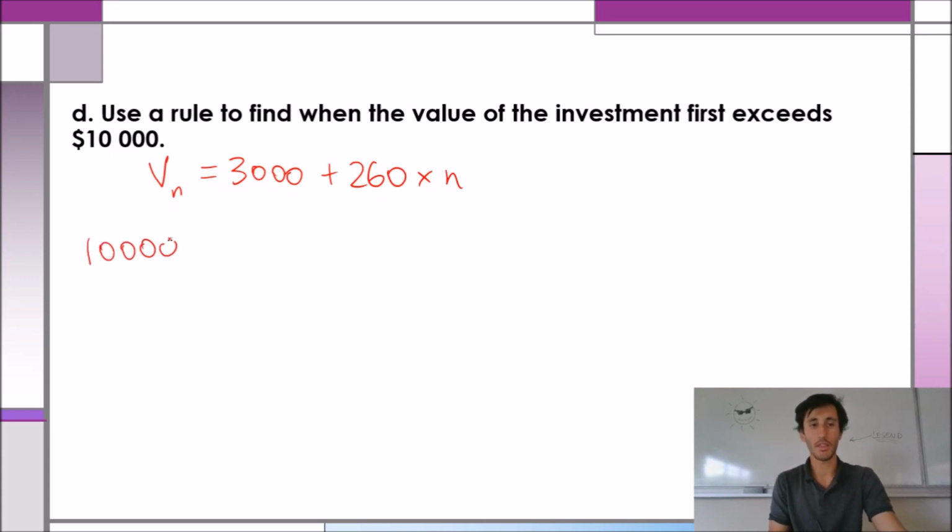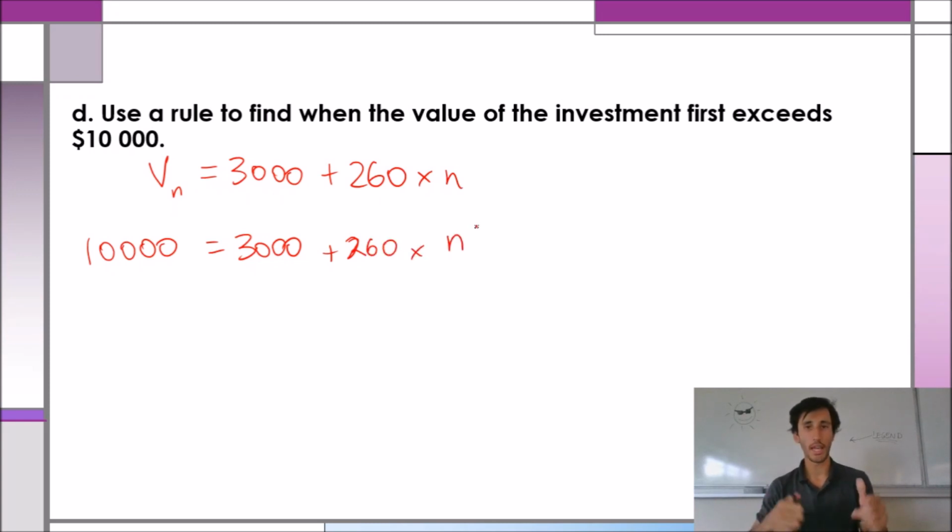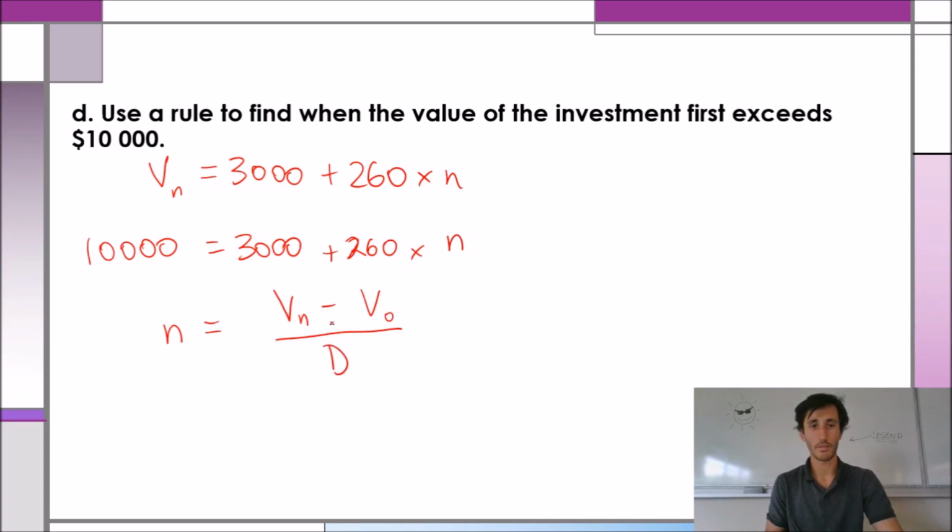So if we go 10,000 equals 3,000, the starting value, plus 260 times n, if we figure out what n is here, we're going to figure out how many times this has had interest added on so that it reaches 10,000. If we look back at our formulas, n is equal to our Vn minus V0 divided by our D. That was one of the formulas from a few slides ago.